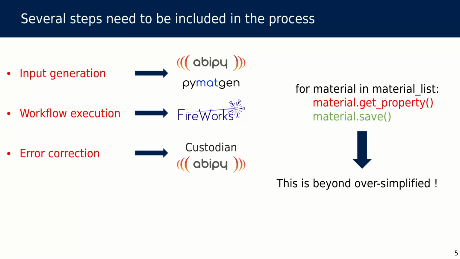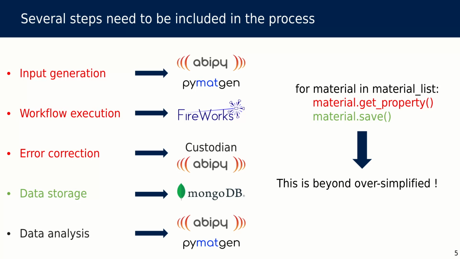So during the computations, there might be errors that appear during runtime, and that should be corrected without human supervision if possible. And that is done in our case with Custodian or with AppyPy. Now the results should be stored somewhere, and for that we use a database, and more precisely a Mongo database. And then we can analyze the results using Python, again using AppyPy or Parmesan in our case.